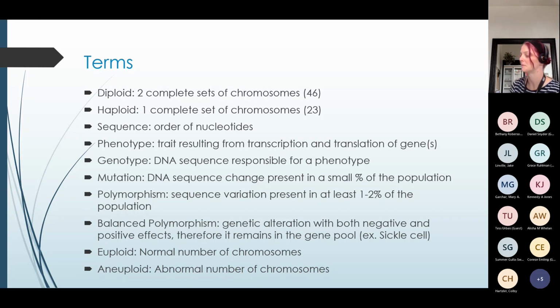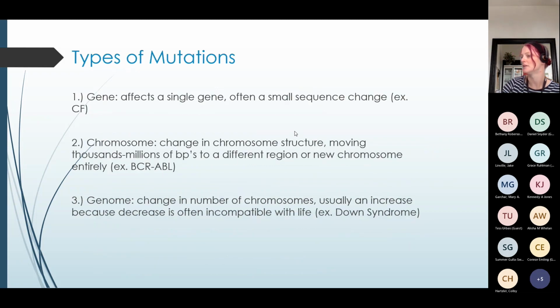Euploid means the normal number of chromosomes, and aneuploid means an abnormal number of chromosomes. That should mainly be review for all of you. As far as types of mutations, you can have a gene mutation, a chromosomal mutation, or a genome mutation. A gene mutation would affect a single gene, and it's often a small sequence change.